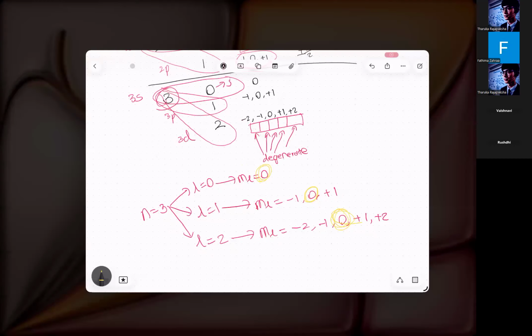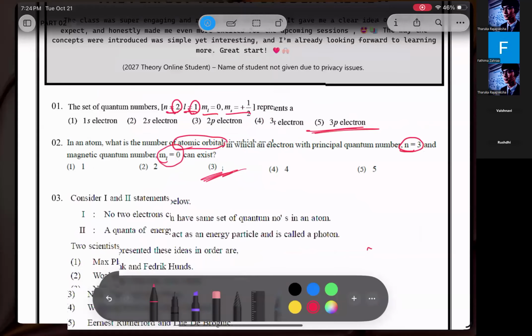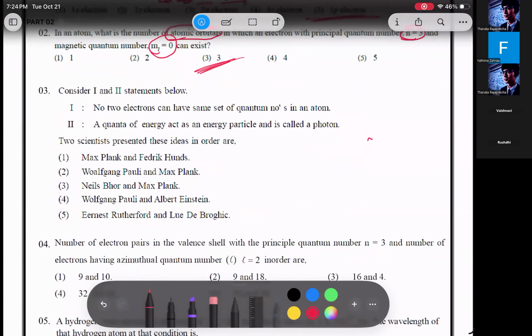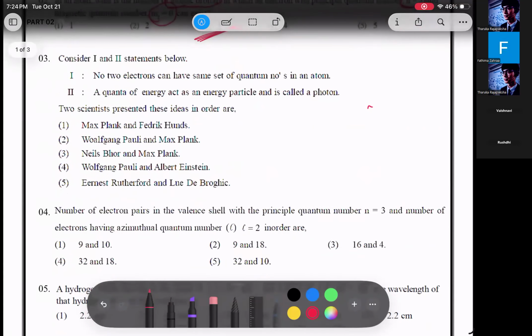Okay, then next question, third one, important. Third question, very important. Please focus on this question. You might put another answer for this and get it wrong. Now look, first statement: no two electrons can have the same set of quantum numbers. Who told that? Pauli's exclusion principle, right? Wolfgang Pauli only told that. So everyone knows that. This is easy. So you can eliminate answer number 1, eliminate answer number 3, eliminate answer number 5. Now we are left with the second one and fourth one.